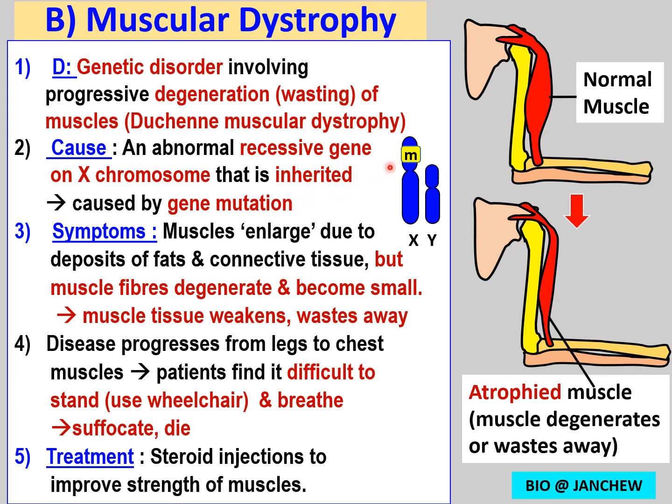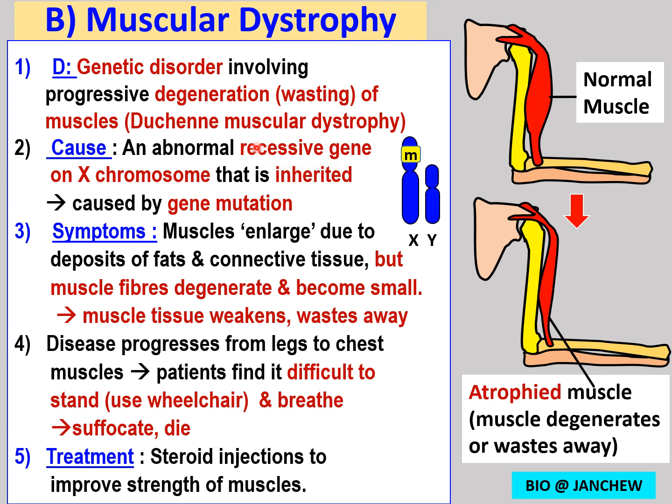So for example, we can assign a letter to the gene such as M for muscular dystrophy, small m, and it's on the X chromosome, somewhere in the upper part of the X chromosome. So this gene is a recessive gene, meaning that it's a weak gene. So I'll try to explain that later in the next slide.